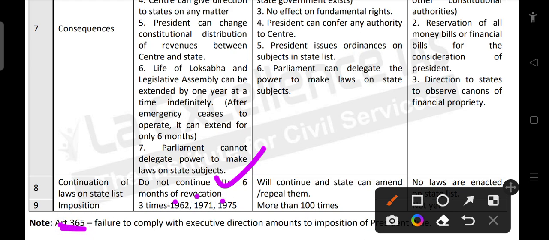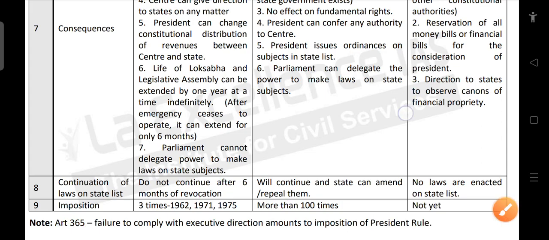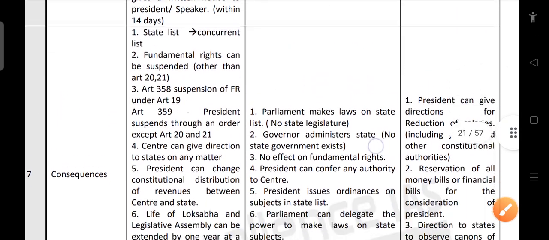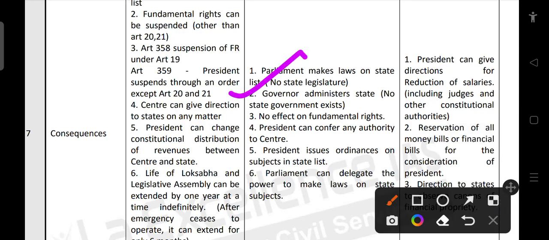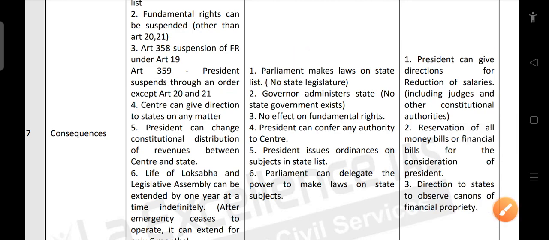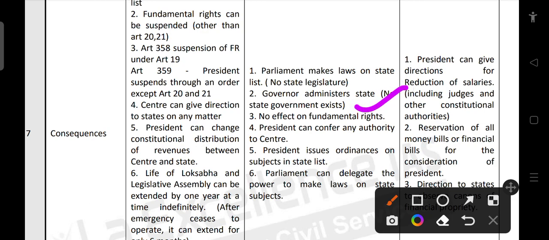Then we also know President's rule in case of Article 365: failure to comply with the executive direction amounts to imposition of President's rule. Now, what is the consequence of President's rule? Parliament makes laws on the state list, so no state legislature will be there. The Governor administers the state, no state government exists, and there is no effect on fundamental rights. The President can confer any authority, and the President issues ordinances on subjects in the state list.